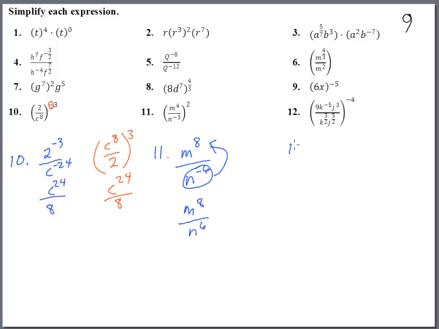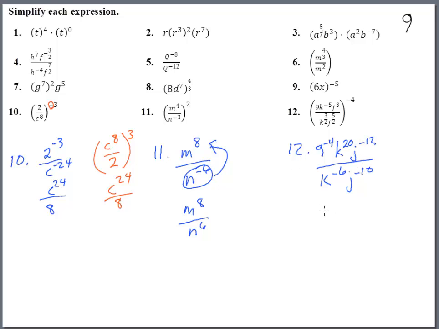And number 12. Oh boy. Let's put the negative on everything first, and then we'll flip it, and then we'll do it the other way. So we get 9 to the negative 4, k to the positive 20, j to the negative 12, over k to the 3 halves times negative 4, that's a negative 6, j to the 5 halves to the negative 4, that's to the negative 10th power.